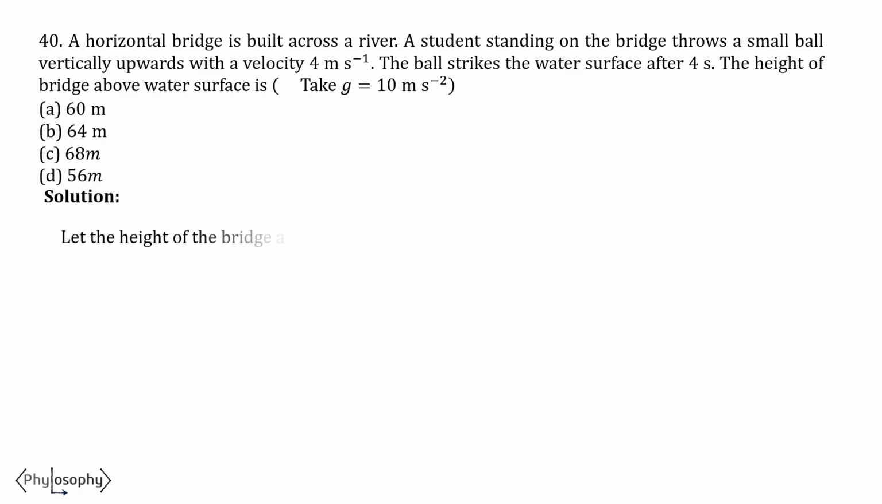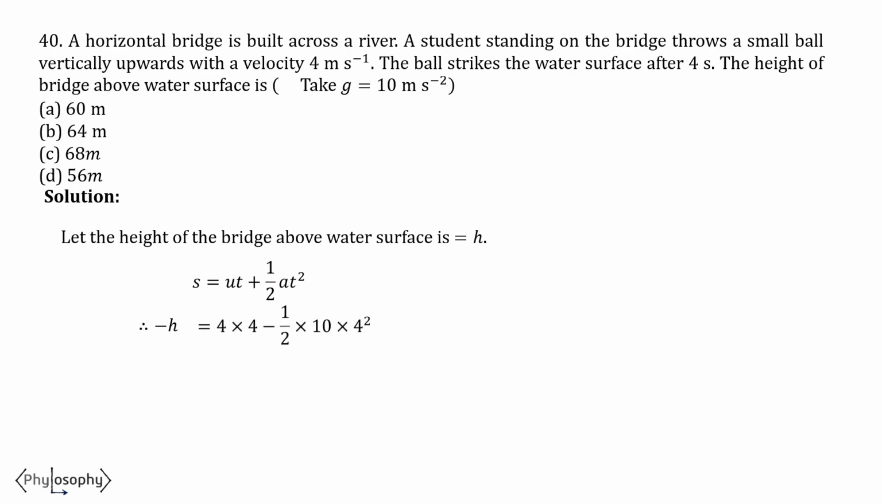So let the height of the bridge above the water surface be h, and the total time taken in this process is 4 seconds. Now for the motion in one dimension, we know that s is equal to ut plus half at square. Now here s is minus h as the ball is going down from the bridge, and u is 4, t is 4, and a is the acceleration due to gravity, which is 10, and if we put all these values, then the value of h will be 64 meter. Therefore the correct answer is option B.